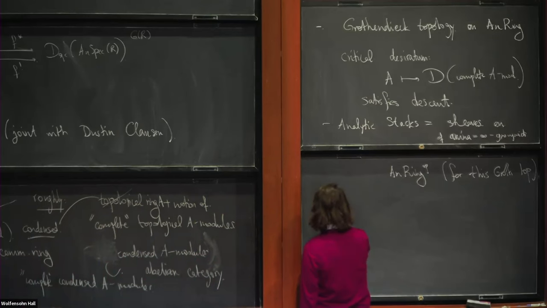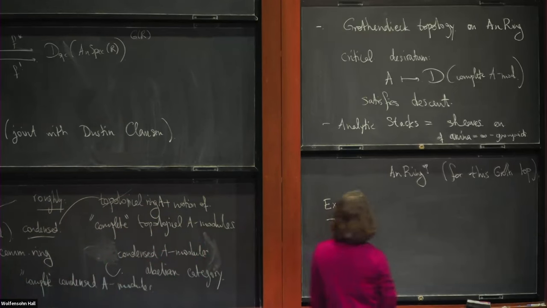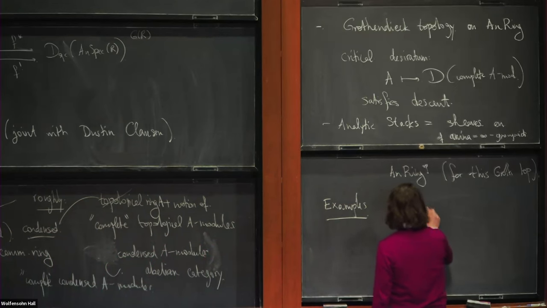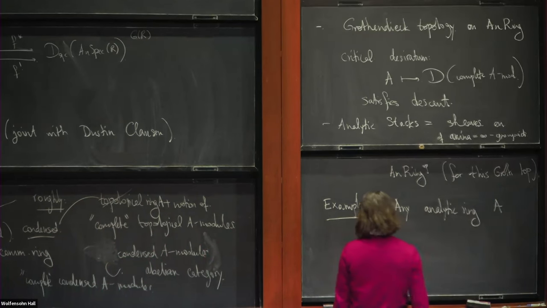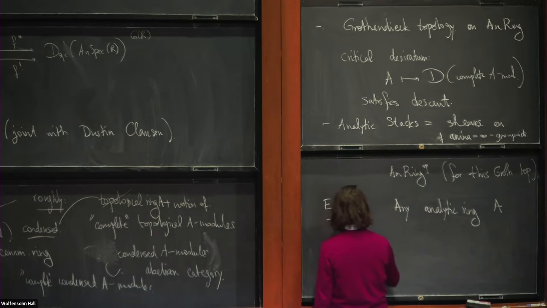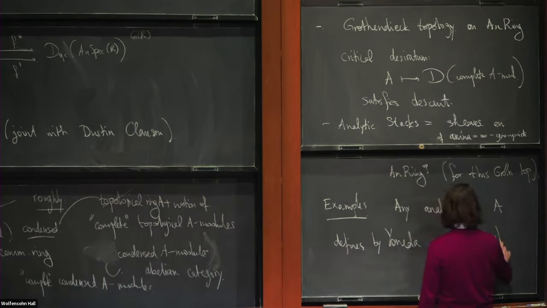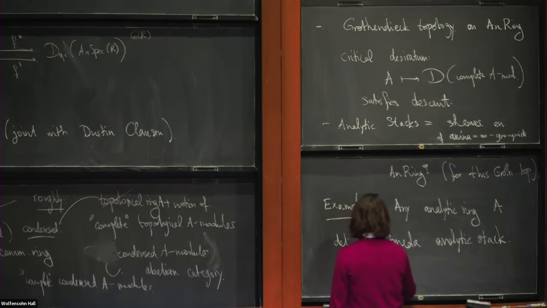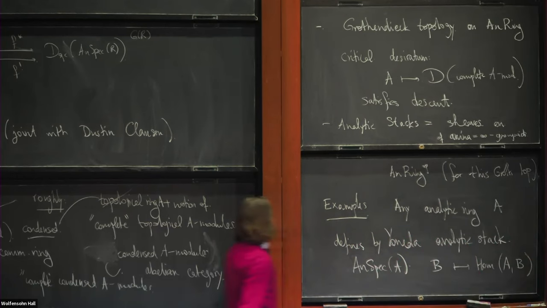Let's rather study some examples. Well, first, let me do something just for the analytic stack. So any analytic ring A, and I will again give examples in a moment, defines some affinoid analytic stack called the analytic spectrum, which is just the functor that takes any B to the Hom from A to B. And then all the analytic stacks are somehow generated under colimits by these things.